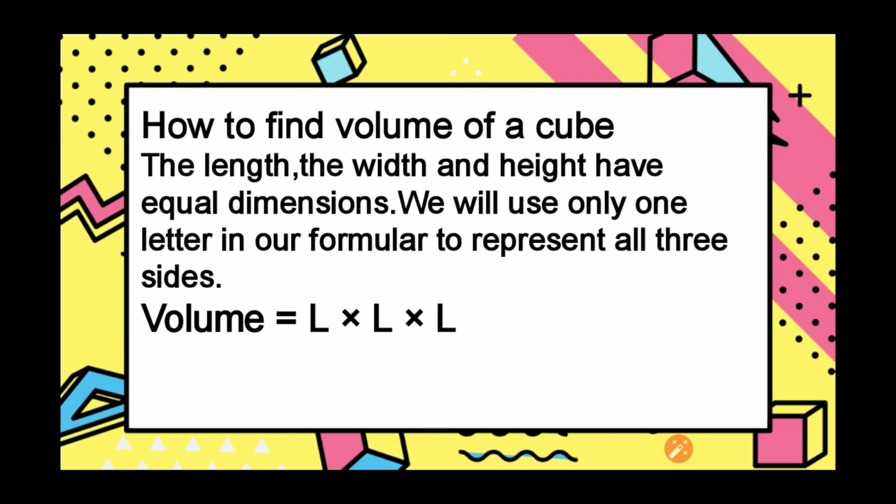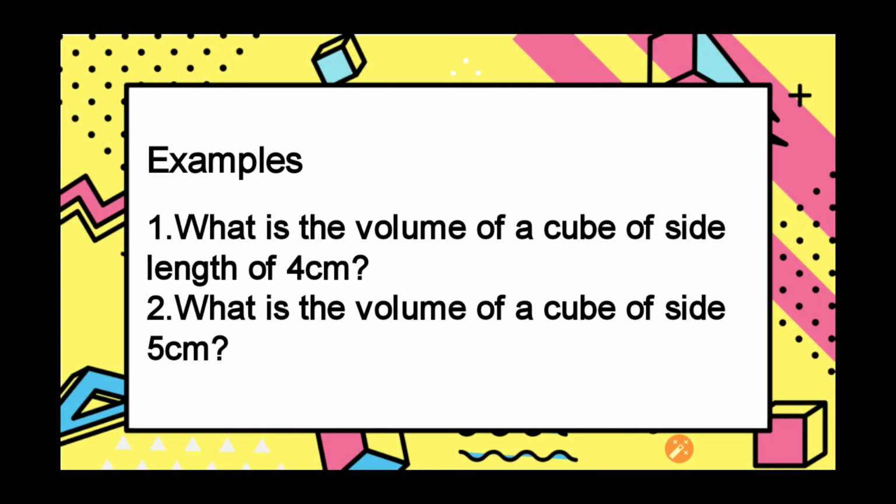We will be using only one letter in our formula to represent all 3 sides of a cube. The formula to find the volume of a cube is L times L times L. This can be written as L raised to the power of 3, or L cube. Let's look at how we are going to be using this formula to solve some questions.